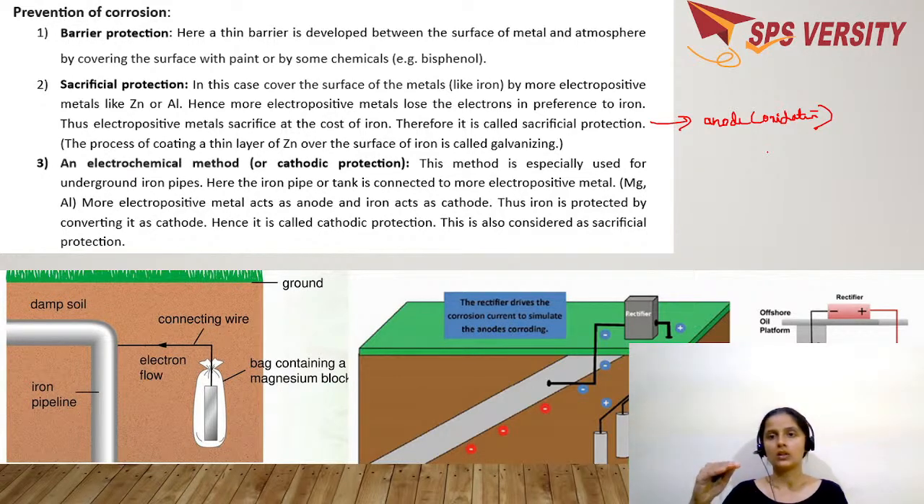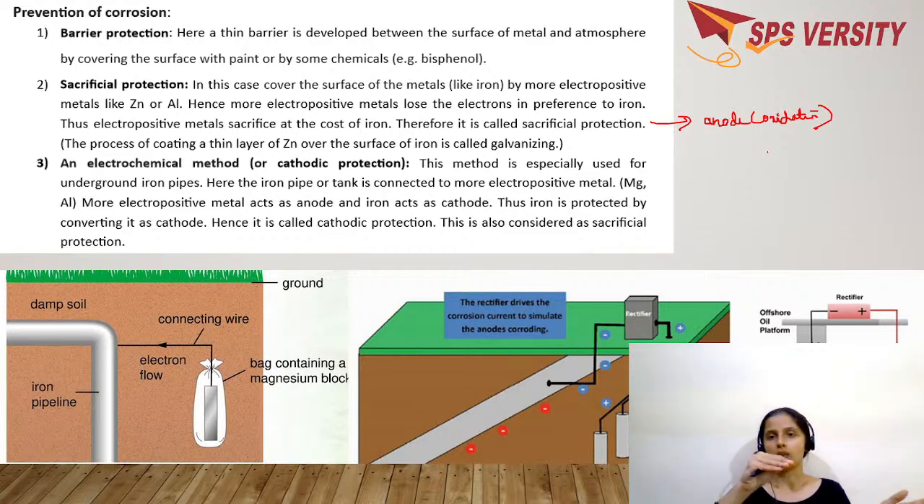Here you have the anode. If it is kept open, oxidation is going to happen and rusting happens. So over the surface, you coat it with the more electropositive element. That more electropositive element undergoes oxidation, and that prevents iron from getting oxidized. So that more electropositive element sacrifices itself for iron. That's why it's called sacrificial protection. The zinc or aluminum says, you don't undergo oxidation, I'll undergo oxidation for you, I'll sacrifice myself for you. That's how it all happens.